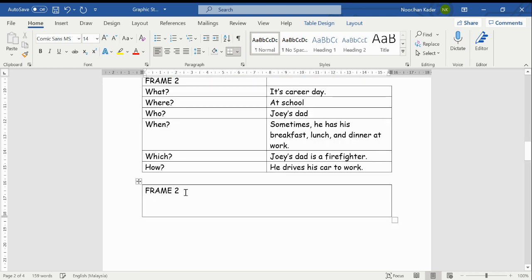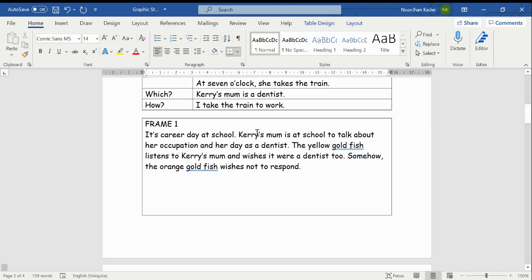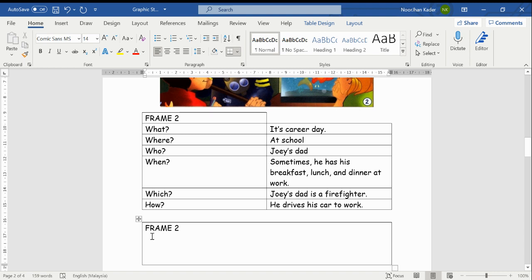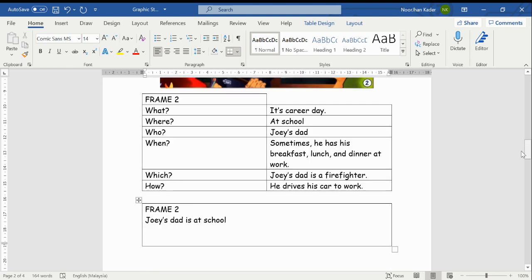So how do you write the second frame? Now we can write the second frame. The second frame will also be the same, but we don't have to rewrite that it's career day at school, because that is like repeating the same thing again. So we skip this. We will start with Joey's dad. Joey's dad is at school. The same sentence. You can actually use the same sentence to talk about his occupation.